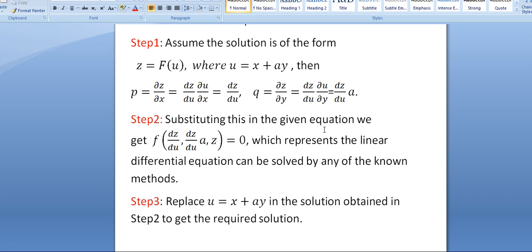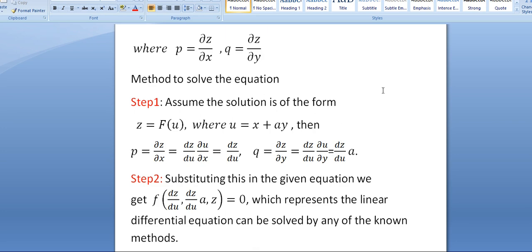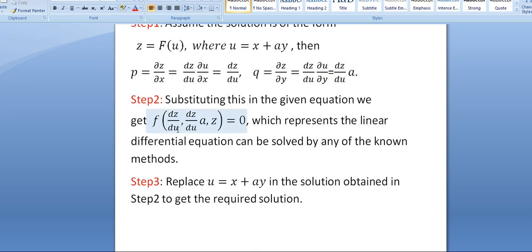Let us substitute these two values in the given equation, that is in the equation f of p, q, z is equal to 0. Then we will get f of dz/du, a dz/du, comma z is equal to 0. This will represent an ordinary differential equation which can be solved by any one of the known methods, either by separation of variables or by the linear differential equation method. Any method we can apply. Once we get the solution, it will be z as a function of u. So in this solution, replace u by x plus ay to get the required solution.